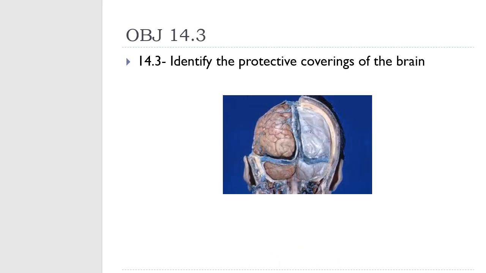Now we're going to go into the protective coverings of the brain. We talked about it for the spinal cord. It has the same name, which is the meninges. You have cranial meninges and spinal meninges. With cranial meninges, the brain is cushioned with 3 different connective tissue membranes. And just like the spinal cord, there's a dura mater, an arachnoid mater, and a pia mater. The overall function of the meninges is to protect the brain.